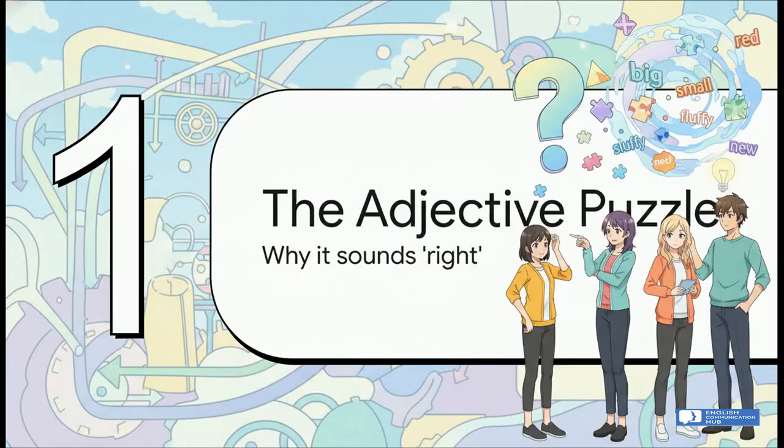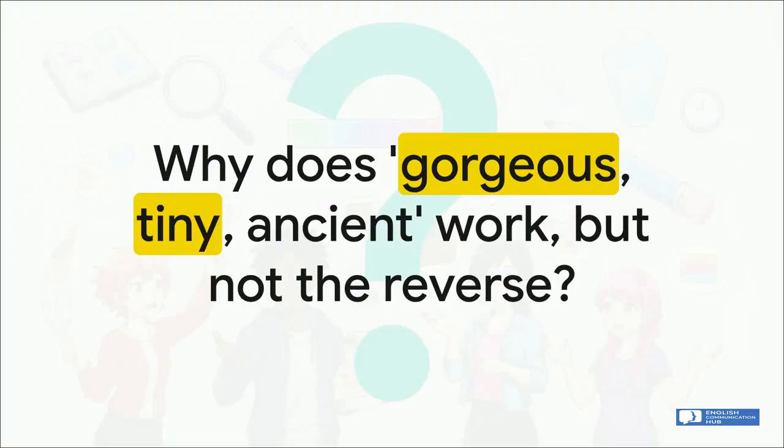sentence just sounds a little off? You're not alone. It's a super common puzzle. Some phrases just roll off the tongue, while others, even if they're grammatically correct, just feel clunky. So what is going on here? Think about this for a second. A gorgeous, tiny, ancient box. Sounds perfectly fine, right? But if you flip it around to an ancient, tiny, gorgeous box, something feels wrong. It's weird. Why is that?